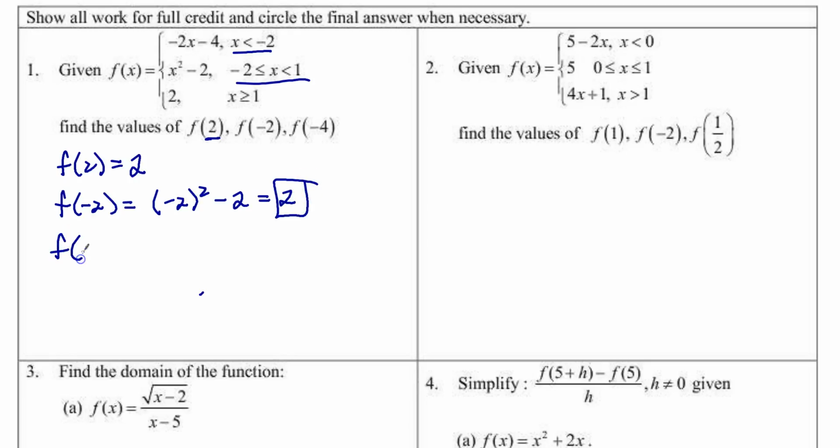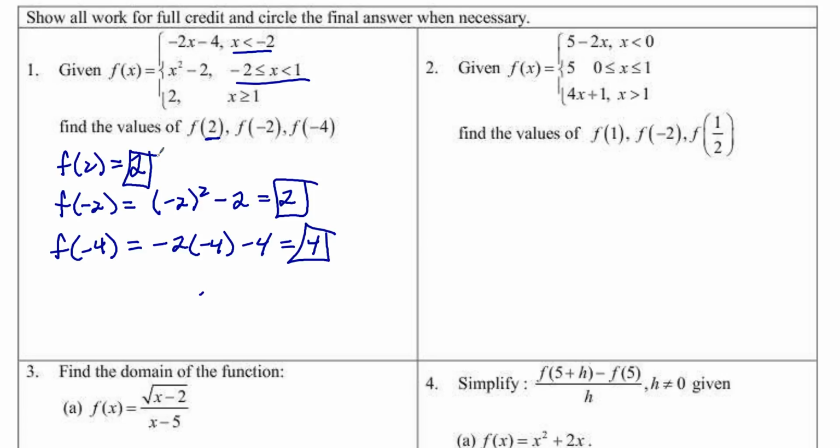And finally, we have f of negative 4. Negative 4 works for the top function because negative 4 is less than negative 2. So I'm going to plug in negative 2 times negative 4 minus 4. And that's going to give me 8 minus 4, which leaves me with 4. So I've evaluated all three functions.